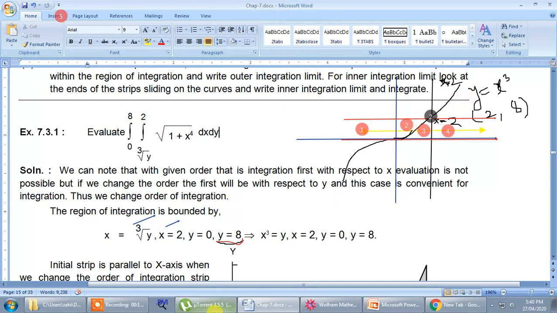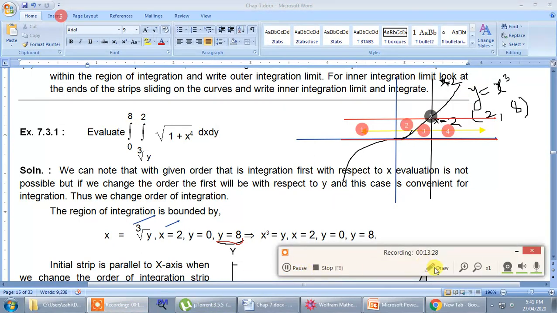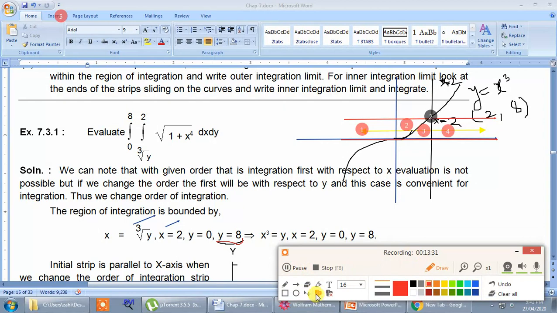So the left end is here. Where is the left end? The left end is on y equal to x cube, and the right end is on which curve? x equal to 2. So x equal to 2. So what this suggests is that pink region number 3 is the correct region of integration.